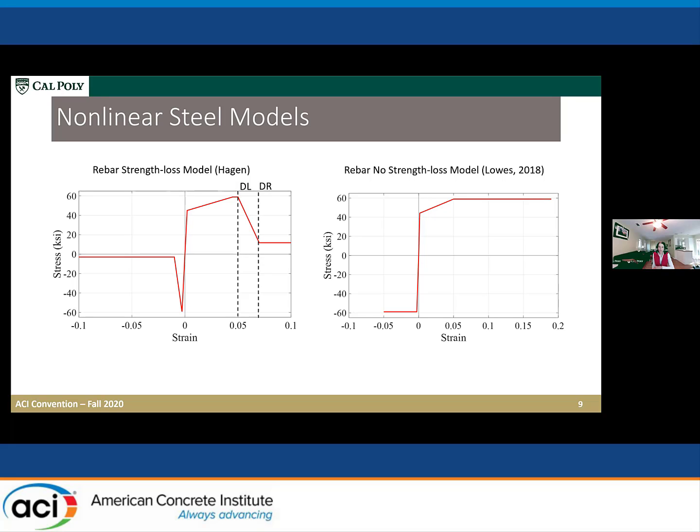The rebar no strength loss model that you see on the right is consistent with the recommendations from Lowes et al. As the name suggests, there is no drop in strength with this particular model, and we were interested in how these two would compare and which one might perform better up against the experimental data.